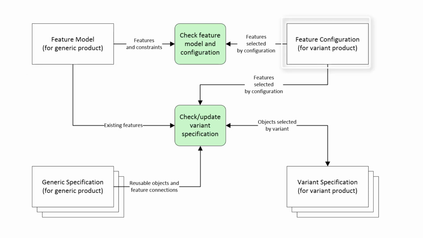To the upper right is the feature configuration of a variant product. In DExVariants, this is a pick list selecting features in the DOORS module that holds the feature model. As the name implies, the check feature model and configuration tool, represented by the upper green box, performs two actions. First, it checks the consistency of the feature model itself. For example, a feature may not exclude its parent feature. Secondly, the feature selection of the feature configuration is checked against the rules defined by the feature model.